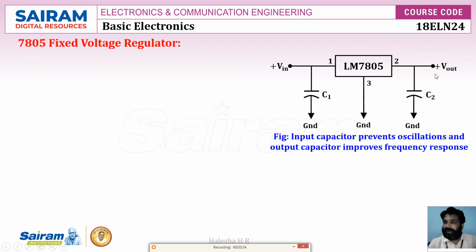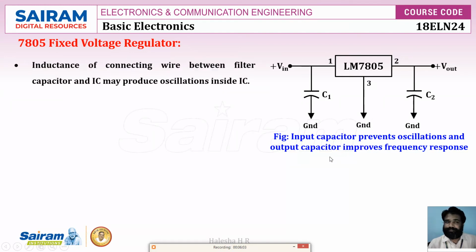See C1, and at the output side one more C2. So the resistance are called. It is to prevent the oscillations. That means inductance of connecting wires between the filters and IC may produce oscillations inside the IC. So to avoid those oscillations, we use capacitors.